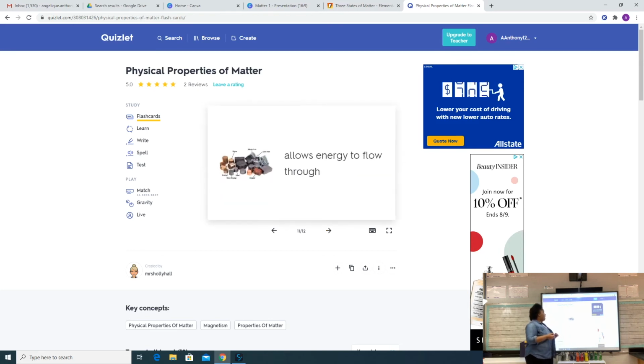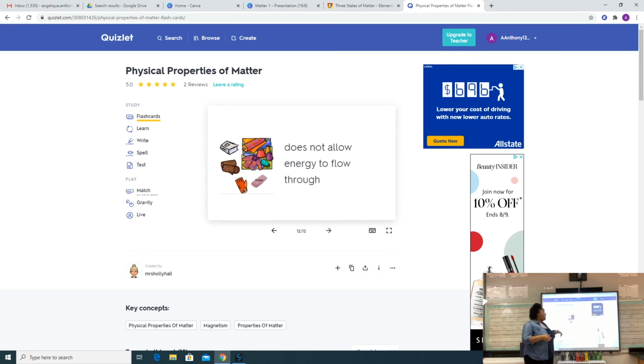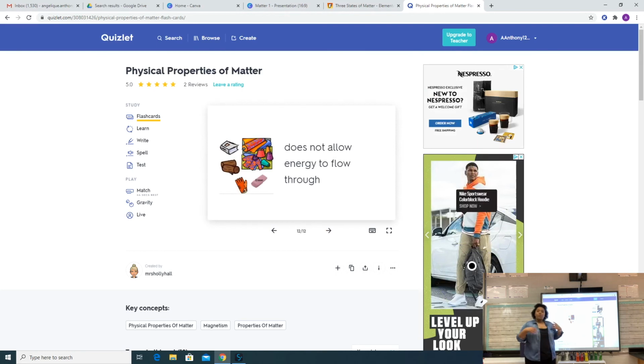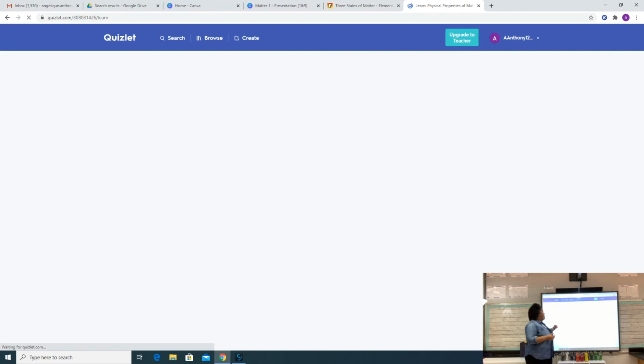Conductor, allows energy to flow through. So remember when we talked about thermal conductivity and electrical conductivity. Both of those, that word conduct or conductor, means allows energy to flow through. And lastly, we have insulator. They do not allow energy to flow through. All right, so we went over our flashcards. Now let's keep on doing just a little more practice.